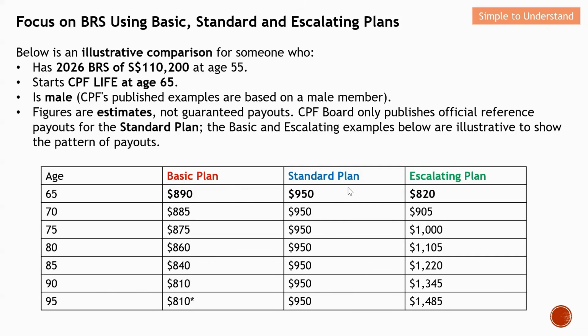Keep this in mind. For my scenario, let's say I'm 55 years old in the year 2026. I need to park 110.2K under my RA account so that I'm able to fulfill the condition of BRS. So when I'm 65 years old, I will be able to receive the different payouts as you can see from here.